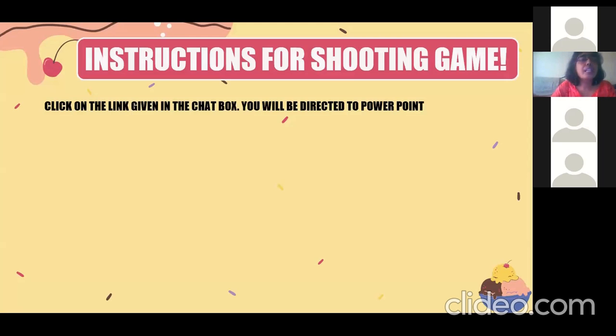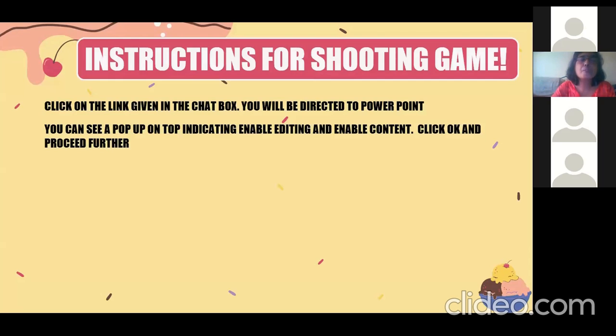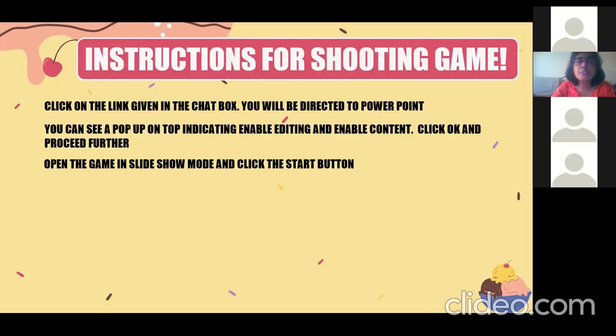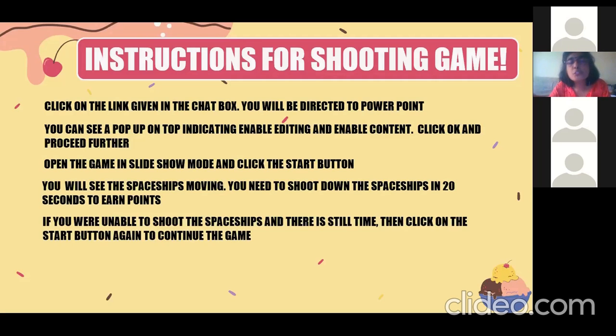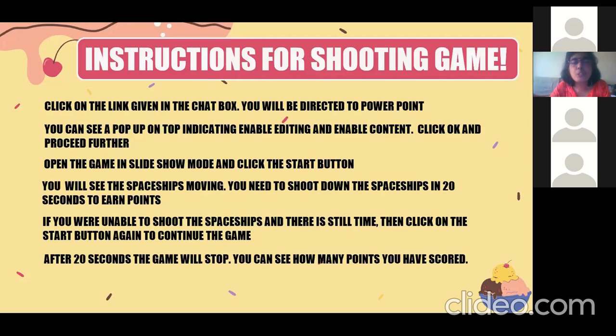So you have to click on the link given in the chat box. You will be directed to PowerPoint. You can see a pop-up on top indicating enable editing and enable content. Click OK and proceed further. Open the game in slideshow mode or the full screen mode and click the start button. You will see the spaceships moving. You need to shoot down the spaceships in 20 seconds to earn points. If you are unable to shoot the spaceships and there is still time, then click on the start button again to continue the game. After 20 seconds, the game will stop. You can see how many points you have scored.